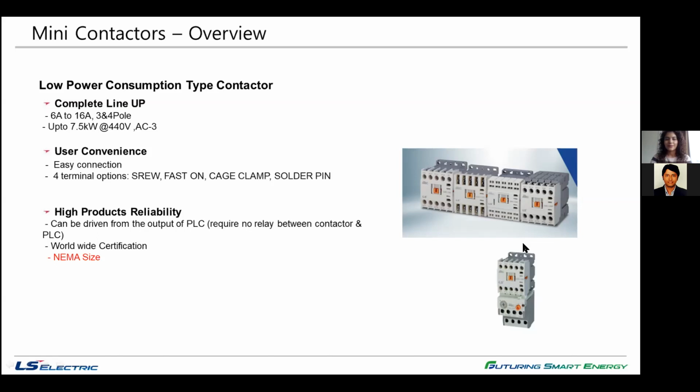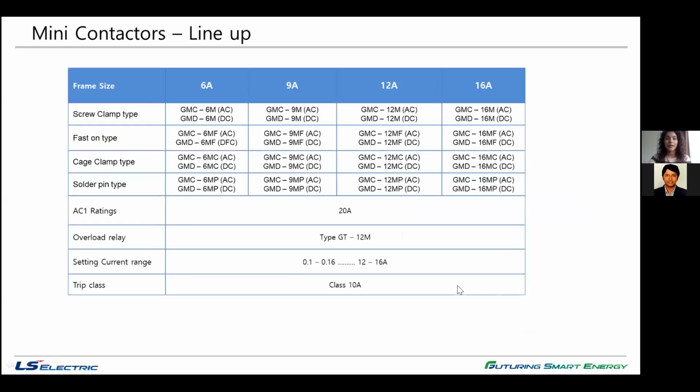Next is the lineup: 6 ampere up to 16 ampere, 4 types of terminals. You can denote the terminals based on, as you can see in this table. Screw clamp is denoted with 6M, and then fast on with 6MF, and so on. So the AC1 rating is 20 ampere constant.